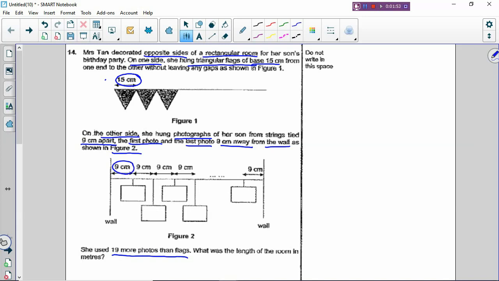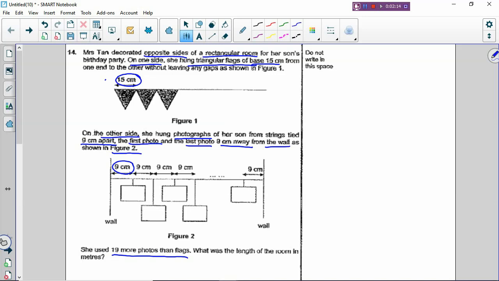We do something called listing. There's a method called systematic listing, so you list out your numbers. But what kind of numbers is that? You want to have the same number because the length of the wall is the same. So we are going to list out our common multiples. So the method is systematic listing using common multiples. Okay, so what do we do?